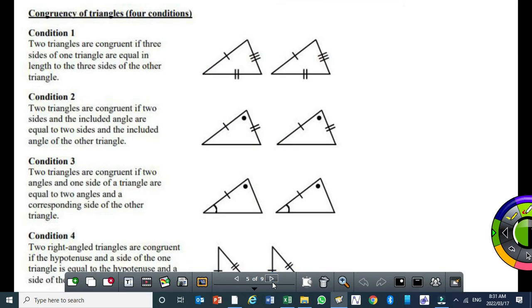Okay, congruency. Now, what do you know about the word congruent? What does the word congruent mean? Remember, you did geometry from grade 8?